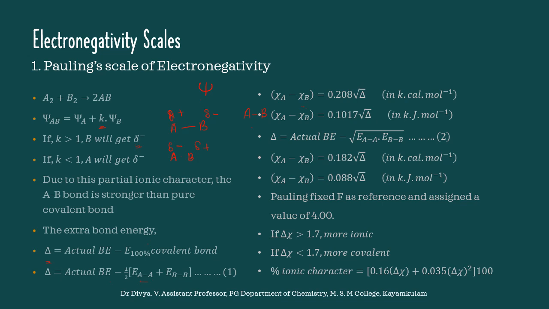And from this we can calculate the percentage ionic character as equal to 0.16 into delta chi plus 0.035 into delta chi the whole square into 100. This is the percentage ionic character. Delta chi represents the difference in electronegativity. Okay.